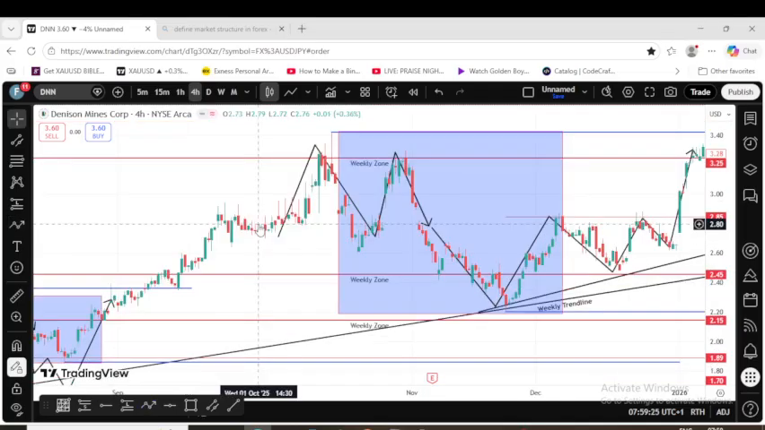I can see a bit of an uptrend. I can draw an uptrend from here, but I don't think that's really enough. I'm also seeing an uptrend here. Upward trend line, I mean.